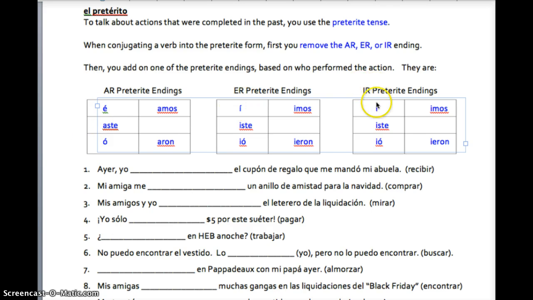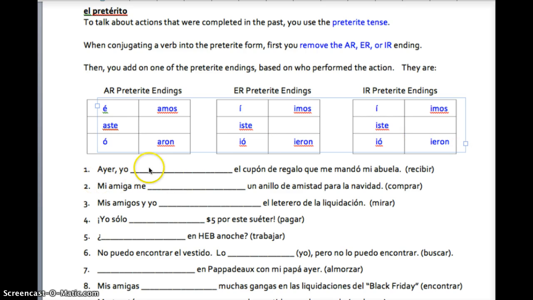So, aste, iste, iste, o, io, amos, imos, aron, ieron. Get it?